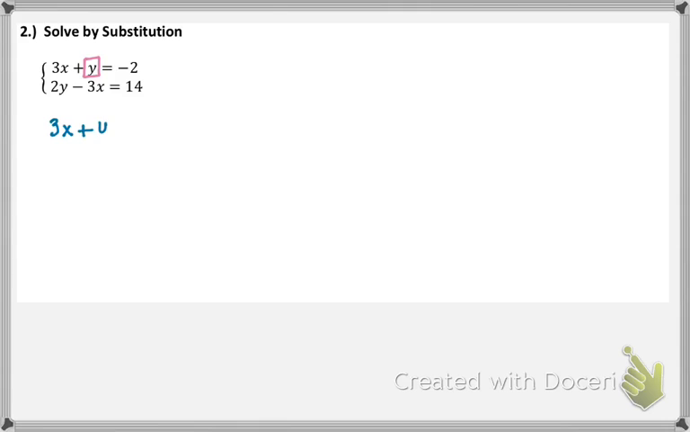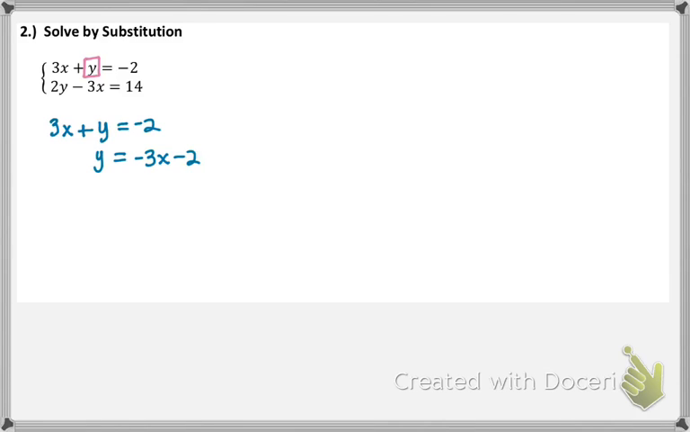3x plus y equals negative 2. I'm going to minus 3x. So y equals negative 3x minus 2. Or you could write negative 2 minus 3x. It doesn't matter because we're not really graphing here, so it doesn't matter whether it's in y equals mx plus b form. Okay, but if you like to write it like that, that's certainly fine.